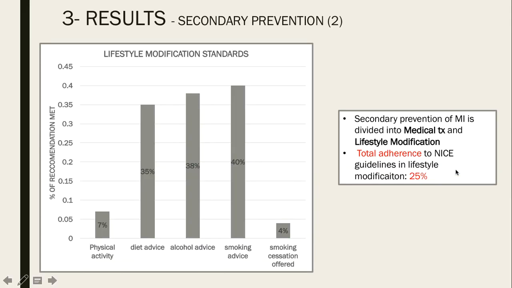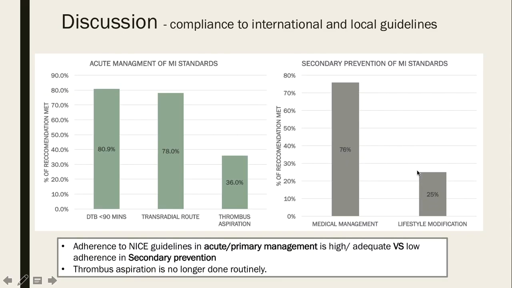The second part of secondary prevention is lifestyle modification. We notice here that the NICE guidelines suggest the need to enhance physical activity in patients that are diagnosed with STEMI, give dietary advice, in particular Mediterranean diet, decrease alcohol intake, and of course smoking cessation. With regards to lifestyle modification, we see that our total adherence to NICE guidelines here is very low in comparison, of course, to medical treatment. So there's a lot of quality improvement to be done here as well.